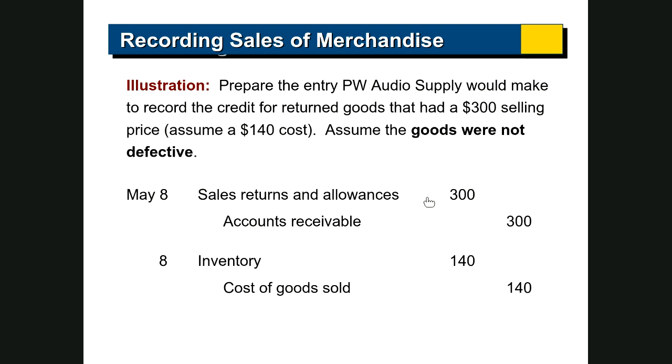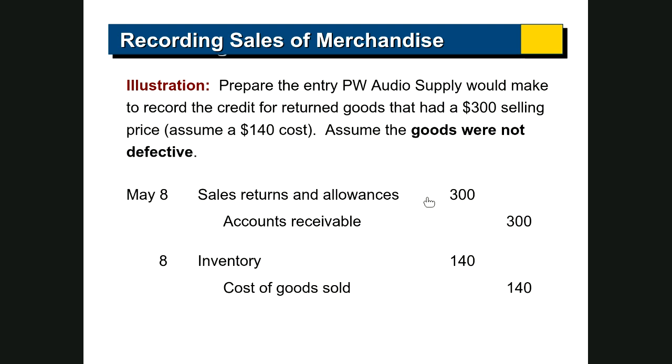Please listen to me and remember this. This sales returns and allowances account is called, in accounting terms, a contra revenue account, C-O-N-T-R-A, contra, because it contradicts the revenue. It reduces the revenue. So you sold 3,800 and you have to subtract from that the sales returns and allowances of 300 to go to net sales.